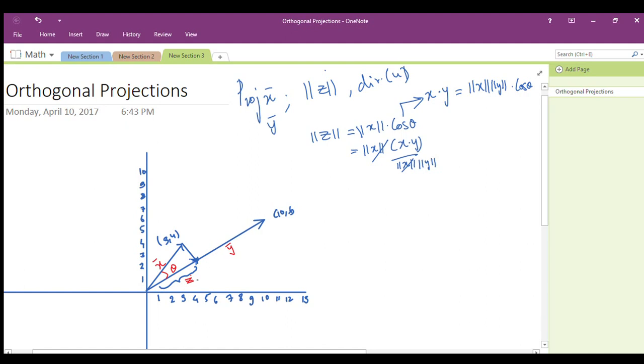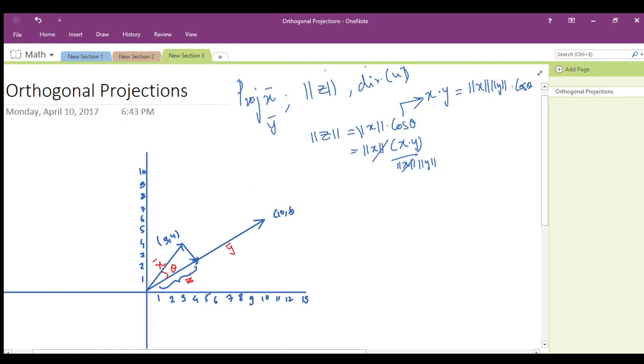So in short, the magnitude of the projected vector is the dot product of the two vectors divided by the magnitude of the vector that is being projected on, or the vector that's bearing the projection, so to speak, right? So that's magnitude of y.